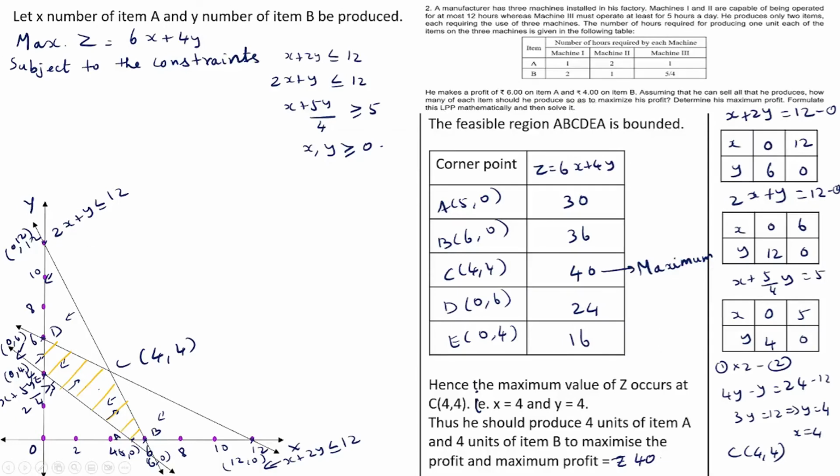This is how we have to go about a linear programming problem which carries 5 marks. So here, writing the mathematical formulation of the given linear programming problem carries 1.5 marks. Then drawing the graph carries 2 marks. And then finding the value of Z for each of the corner points and writing the result carries 1.5 marks. So a total of 5 marks for a question on linear programming problem.